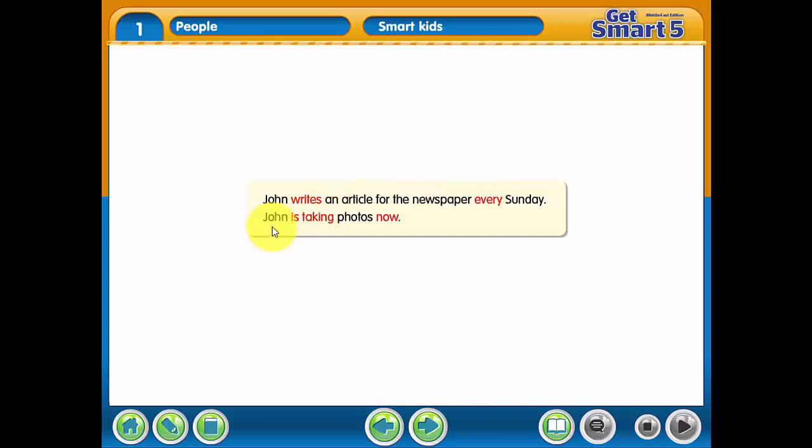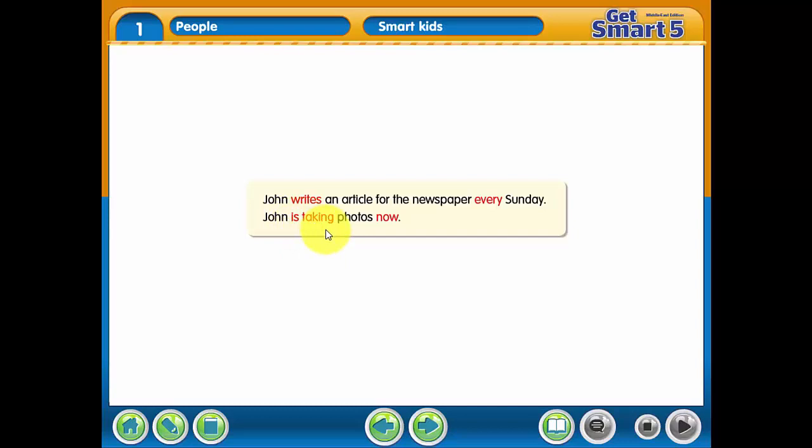But in the second sentence you can notice that the verb is of two parts. الفعل بيتكون من جزئين. Helping verb is and the main verb plus ing. الفعل الأساسي مضاف له ing. With the word now مع كلمة now. كلمة now بتشير لل present progressive. What you are doing now. ماذا تفعله الآن. Because the subject is singular, عشان الفعل singular اخترت الفعل is.